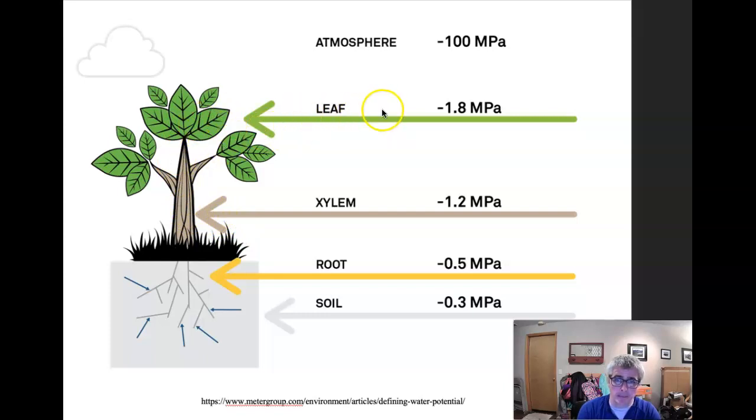Now there's a huge gradient between the leaf value of negative 1.8 megapascals and the atmosphere, which in this case is negative 100 megapascals. So the gradation between the leaf and the atmosphere is quite large, which is why plants have to have a number of adaptations so they don't lose all of their water to the atmosphere. And there's another couple examples of this that we'll walk through, but this is one way that water potential is put into practice. And so this can help us understand why water moves and what soil conditions are conducive to water absorption by plants.